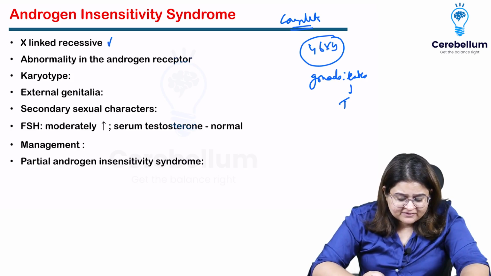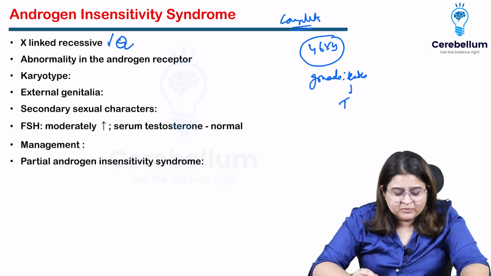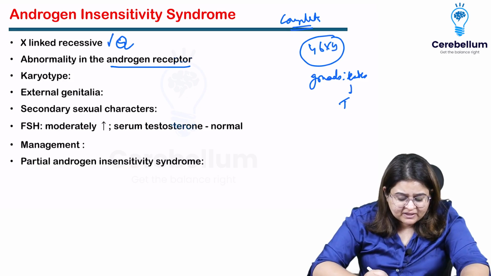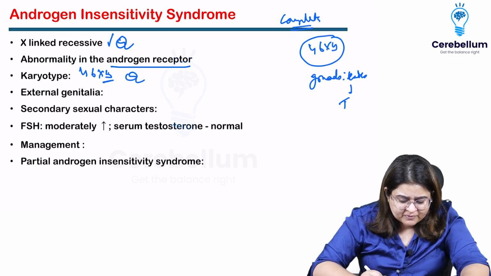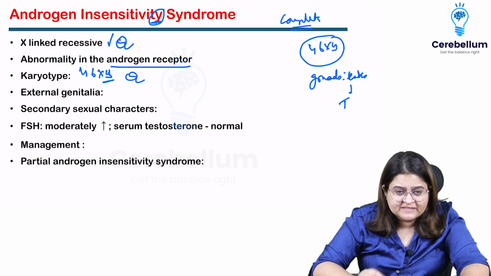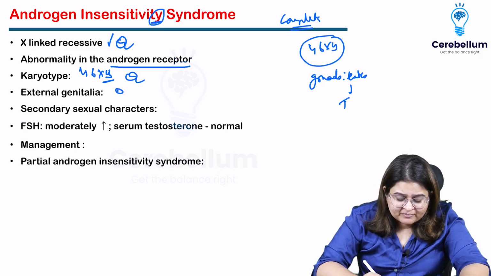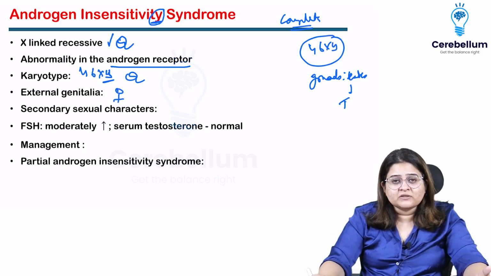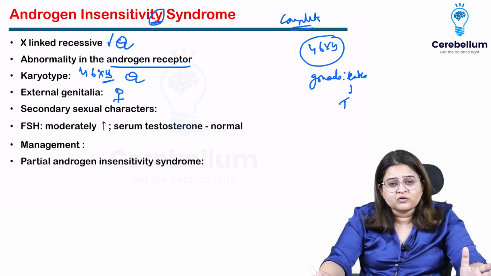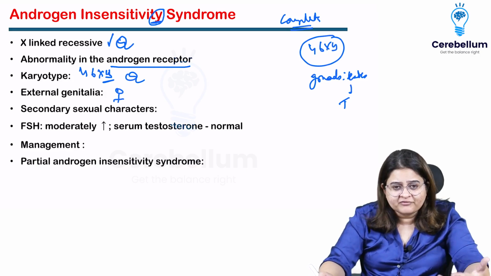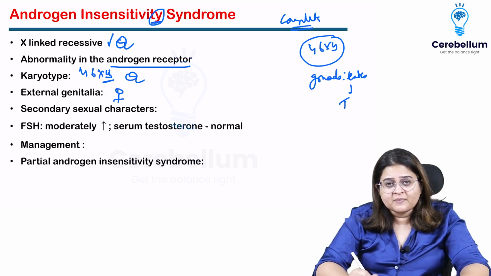Now, this is an X-linked recessive disorder. This has come as a question because of an abnormality in the receptor. Karyotype is 46XY. This has come as a question. Remember, wherever there is a Y, that is XY. So, 46XY, androgen insensitivity. External genitalia is going to be female or male? This is going to be female because although there's testosterone, it's not able to act anywhere on the body. So, it's going to follow the default pathway, which is that of a female. Secondary sexual characters are present or absent?